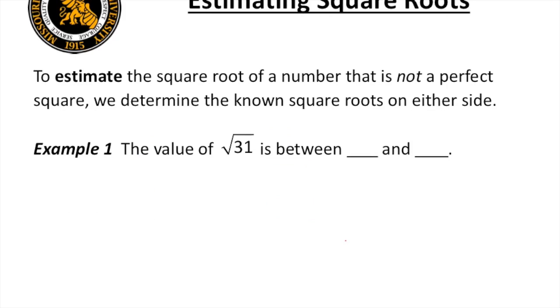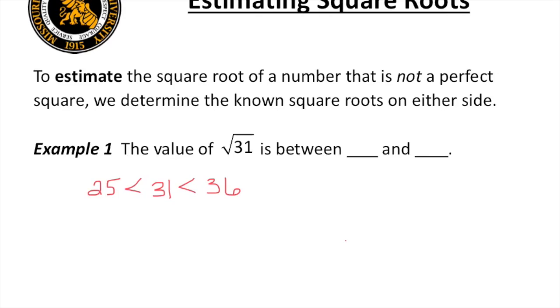To estimate the square root of a number that is not a perfect square, we determine the known square roots on either side. So consider the value of 31. In example 1, we're trying to estimate the value of the square root of 31, and 31 is not a perfect square. So we determine the perfect squares that are on either side of 31. In this case, 25 is the perfect square to the left, and 36 is the perfect square to the right. Notice we look for the perfect squares that are closest to the number underneath our radical sign.